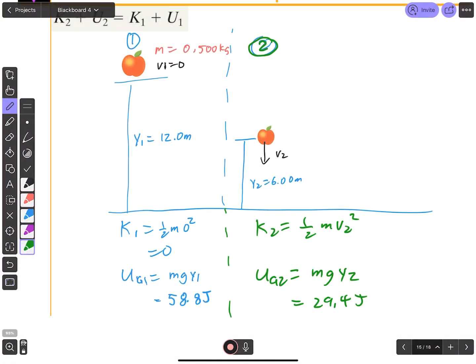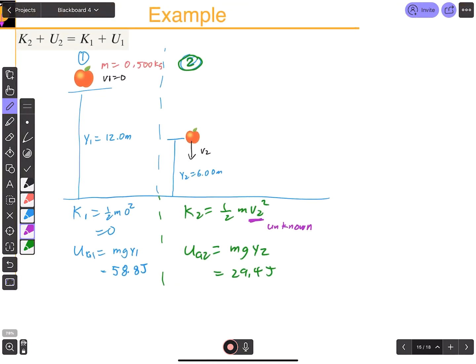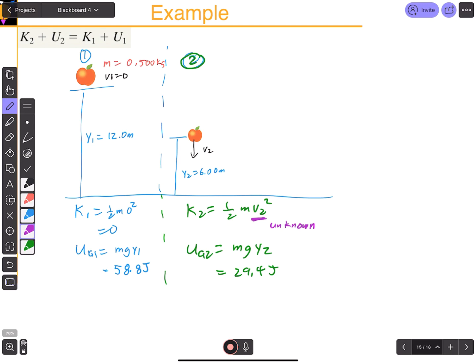So we have the initial kinetic energy, the initial potential energy. We have the final kinetic energy and the final potential energy, but our only unknown is this. So we can use conservation of energy to find the speed when it's at the halfway point. And so conservation of energy basically is this.